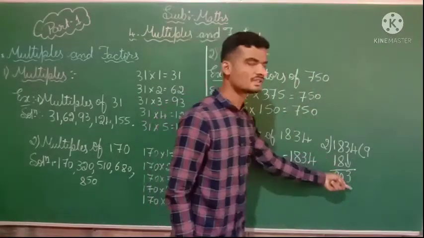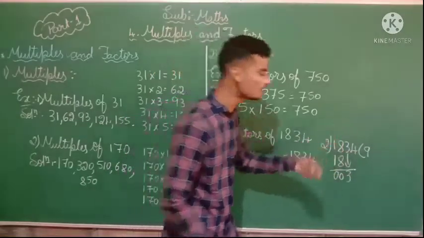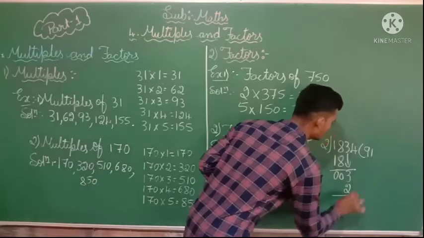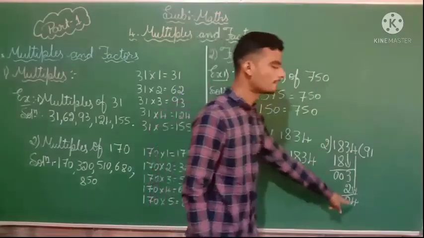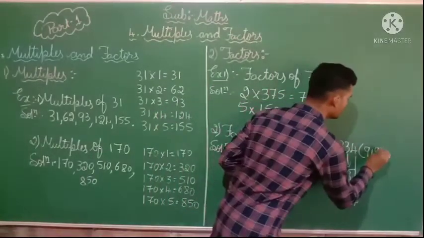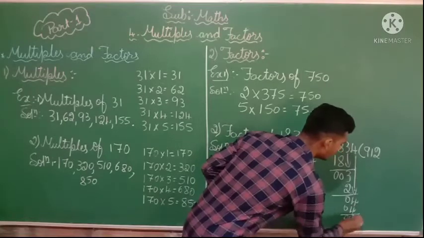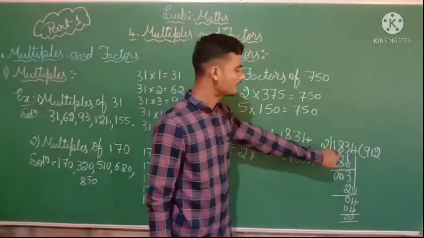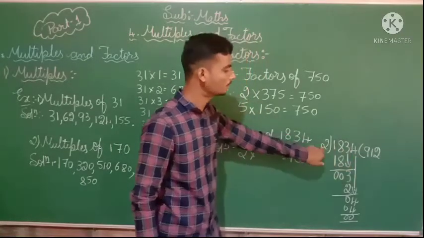So 2 how much are 3? In 2 you will not get 3. Less than 3 means 2 1s are 2 itself. 2 1s are 2. Then 0, then here is a 4. Then 2 how much are 4? 2 2s are 4. Here the remainder is 0. See here, 1834 is divided completely by the number 2.